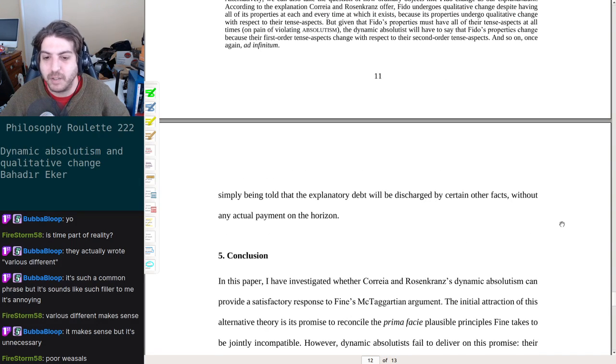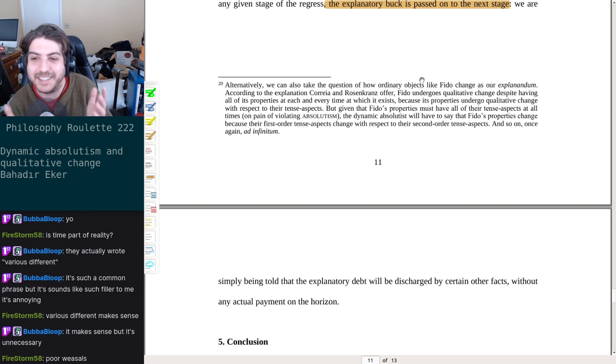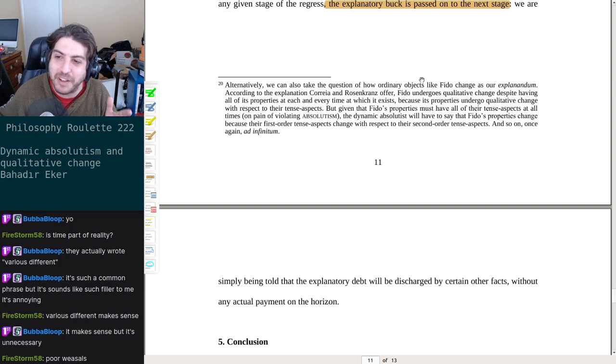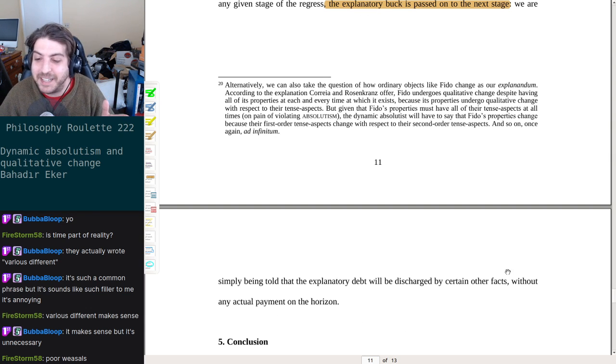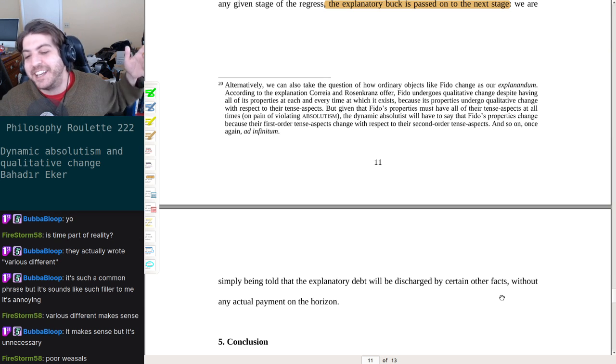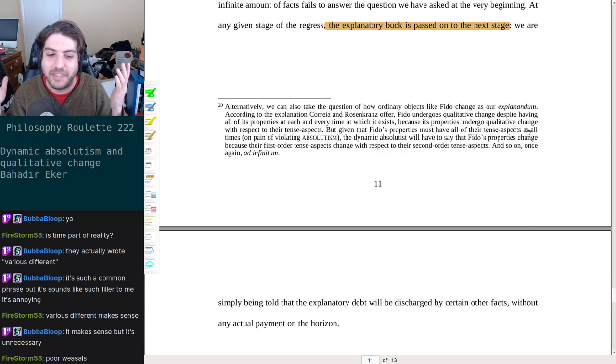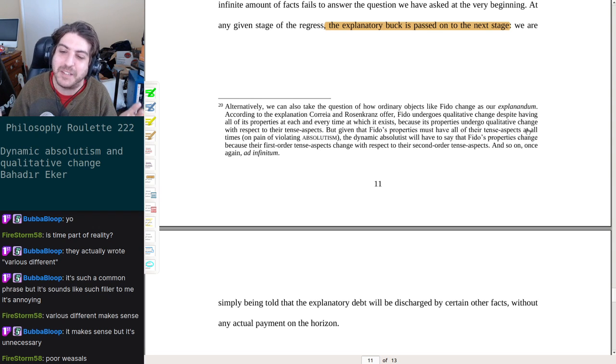We are simply being told that the explanatory debt will be discharged by certain other facts without any actual payment on the horizon. See this? Right there, and this is the little bit of flair that this author got to write. The little itsy bit of flair right before the conclusion. They got the explanatory buck. You've got horizon, payments, explanatory debt, discharged by facts. This is a cutesy sentence as far as philosophy goes. It's like, well done.